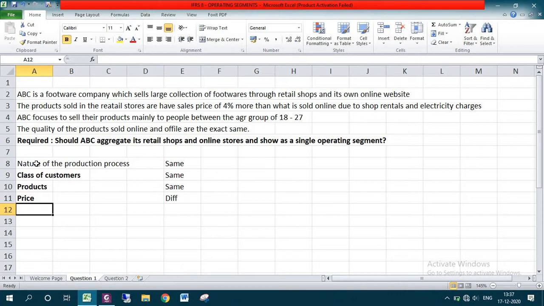Then we need to look at the distribution method, that is also entirely different. One is offline and one is online. The distribution method, that is different.